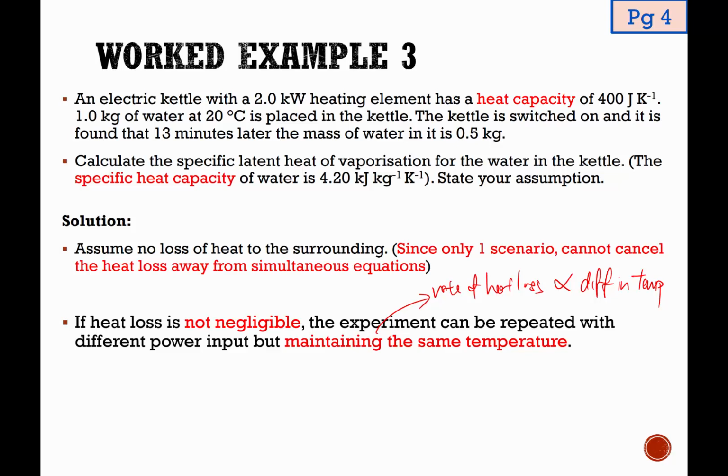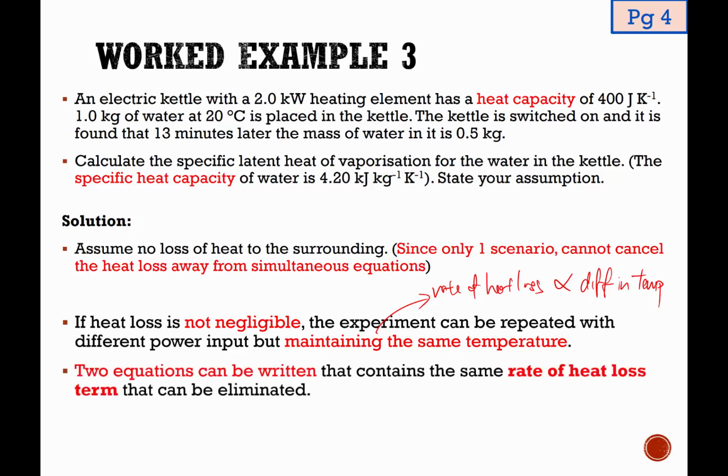Because the theory once again states that the rate of heat loss is proportional to the difference in temperature. So if I can vary the experiment with a different power input and still maintain the same temperature, the rate of heat loss is a constant. But in this case, I can come up with two equations to eliminate the rate of heat loss.